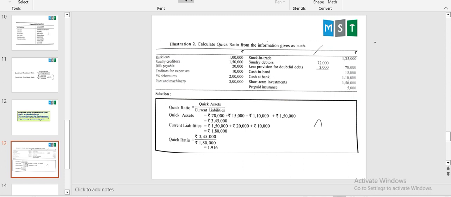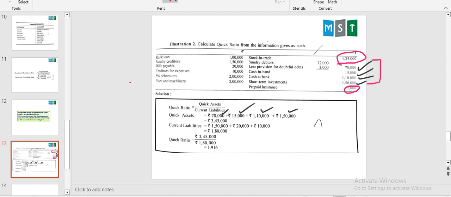So we have included this 70,000 here as the quick asset. Then cash in hand 15,000 rupees. Then cash at bank 1,10,000. Then short term investment 1,50,000 rupees. See, here we have removed prepaid expenses. We have not considered this one. Similarly, we have not considered the stock in trade, right? We have taken into account only the liquid assets, right? These 4 things are liquid assets and we have included them.